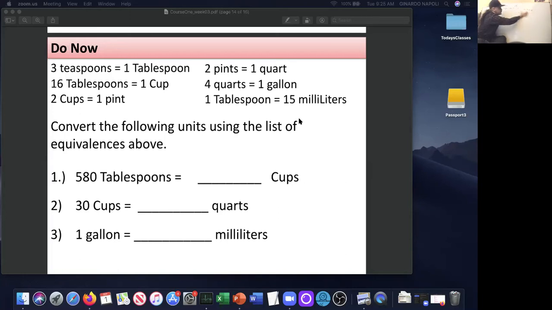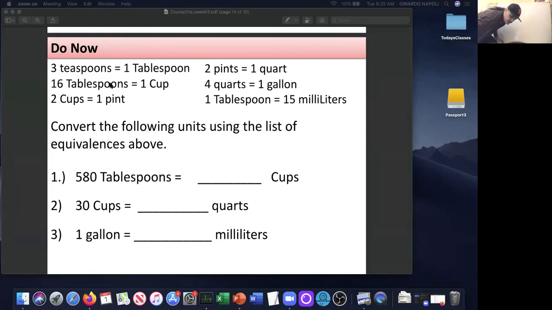Now the last one is the one that's a little more involved because we can't go directly from gallons to milliliters. The only one that has gallons goes to quarts. The only other one that has quarts goes to pints. The only other one that has pints goes to cups. And since we want milliliters, we got to get tablespoons, and so then we go from cups to tablespoons.